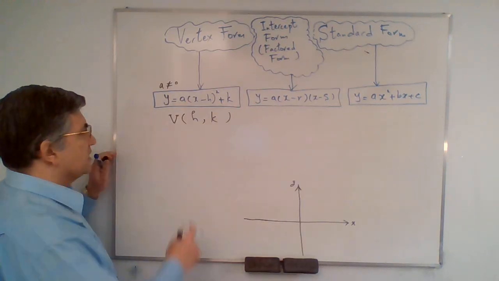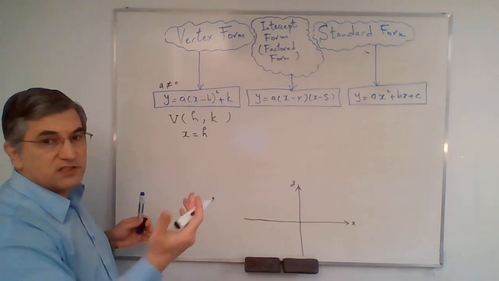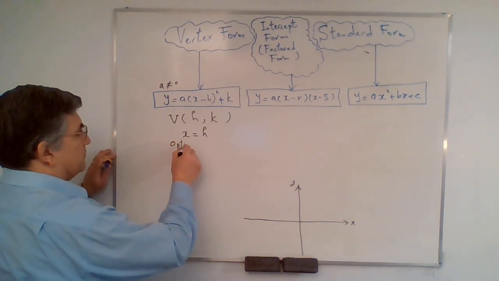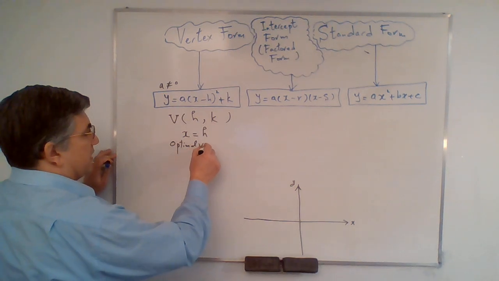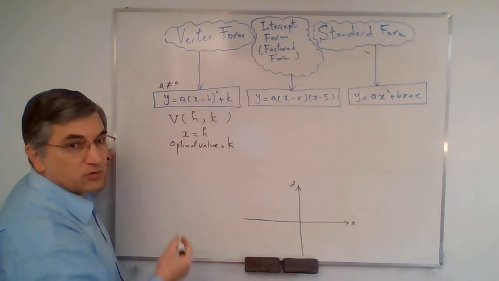So that's the coordinates of the vertex. The equation of the axis of symmetry is, needless to say, x equals h, as we have all learned in the past, and also the optimal value, which is either the max value or min value, is equal to k, the y-coordinate of the vertex.